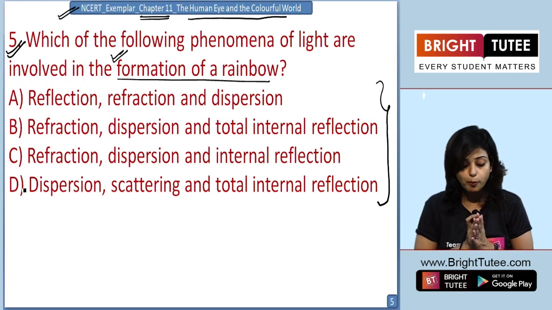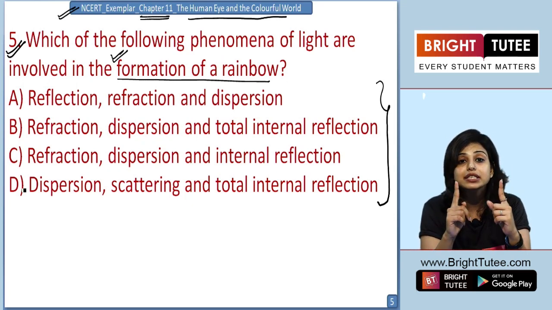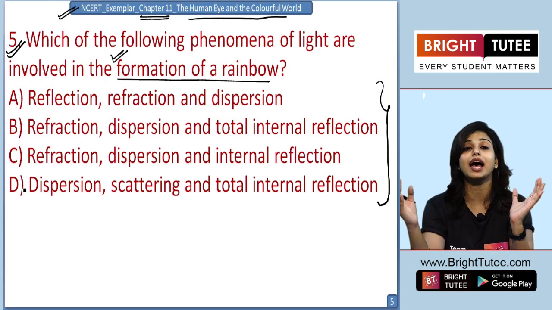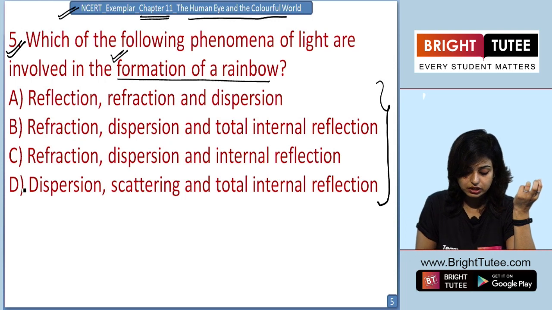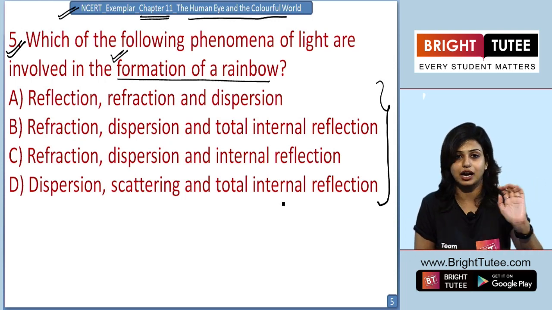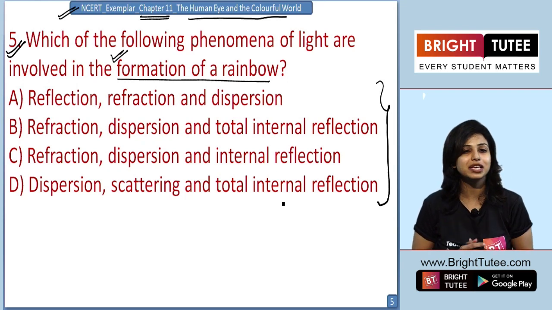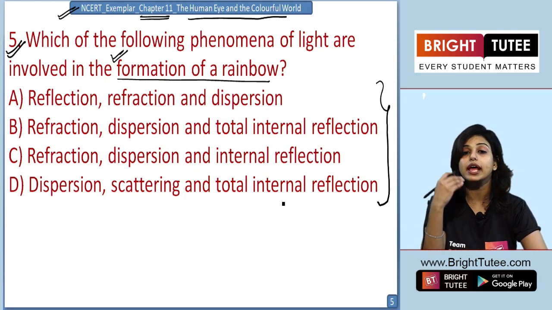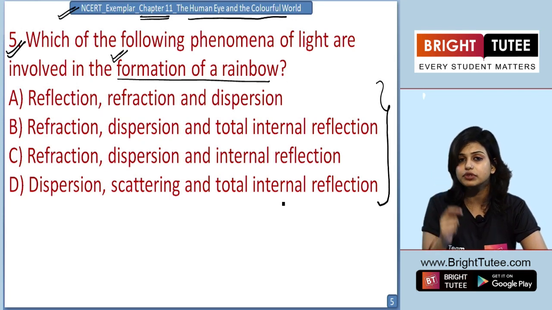So for the same problem, I told you that rainbow formation is the practical or natural consequence that we see in the sky of dispersion of light. So whichever does not have dispersion will be discarded. Do we have any option that does not have dispersion? No. That means the examiner is very smart, but we are smarter. We are going to look for another thing that happens during the formation of the rainbow.